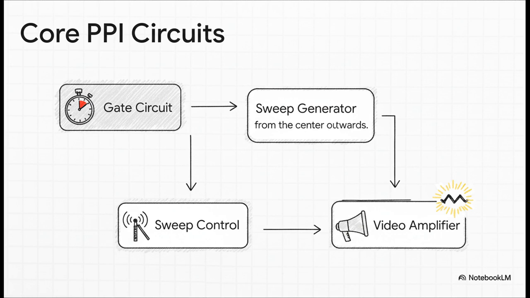Its job is to create the voltage that draws that line from the center of the screen out to the edge. The sweep control circuit gets data on where the real antenna is pointing, and it uses that to rotate the line on the screen. And finally, the video amplifier takes that faint little echo signal and juices it up, making it strong enough to light up the screen as a bright blip.